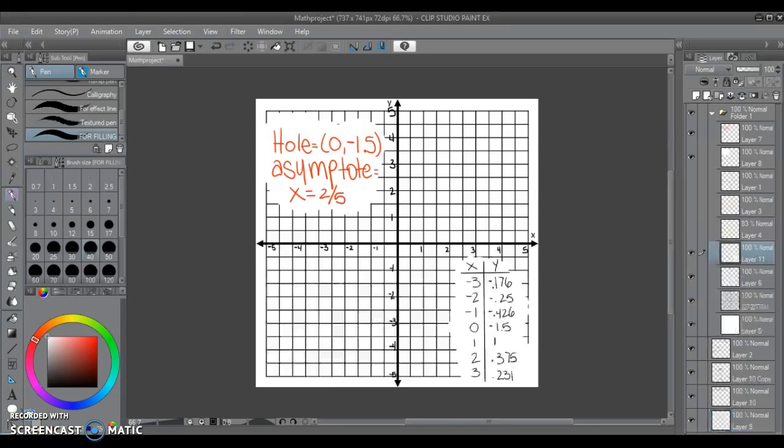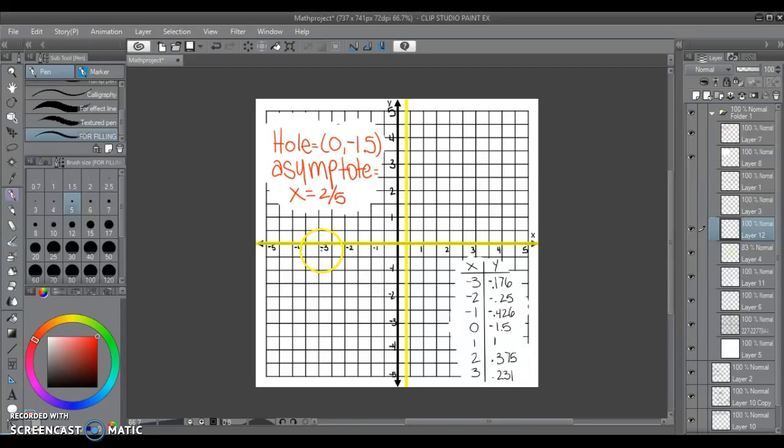Time to plot the points. I've written down the hole and the asymptote, and I've also transferred all of the points from the last graph, the last page. First, we will place the asymptote, which will be at 2 over 5, and that will be here. And we also have another asymptote at 0. Now to plot the points.